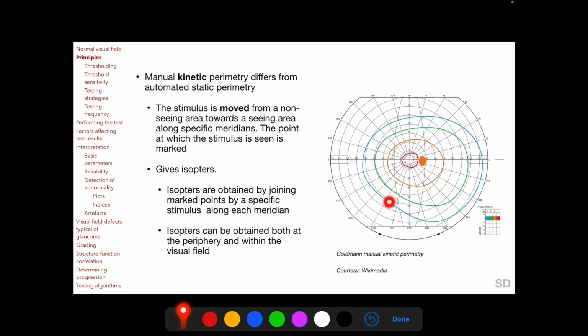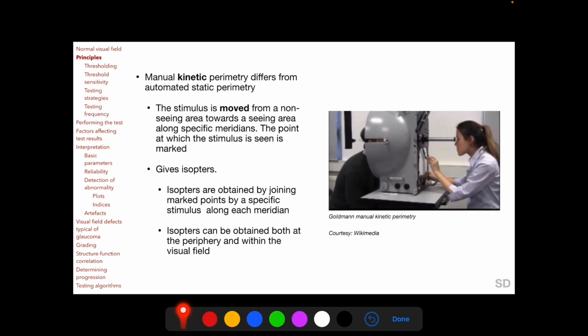So this is an isopter for a specific stimulus, and the characteristic of the stimulus is given here in the key, and similarly these isopters are generated by different specific stimuli whose characteristics are also given in the key. And isopters can be obtained both at the periphery by moving from a peripheral non-seeing to a central seeing area, and also at the center, such as for determining the blind spot by moving from a central non-seeing area towards the peripheral seeing area. The stimulus is moved along each meridian by this lever, and the patient's fixation is monitored with this telescope.